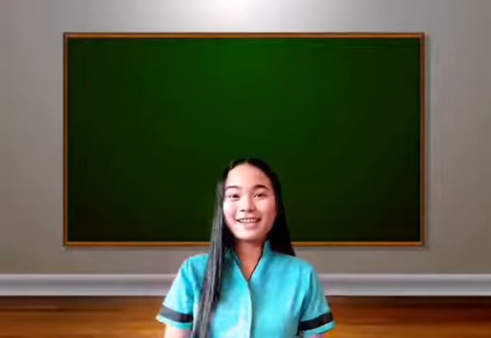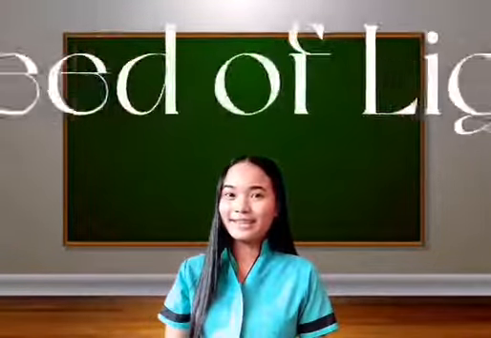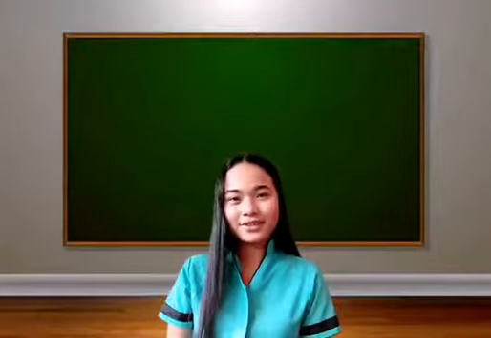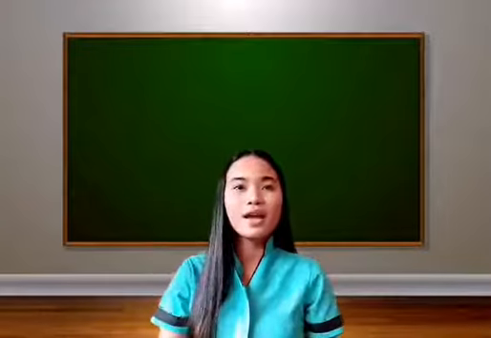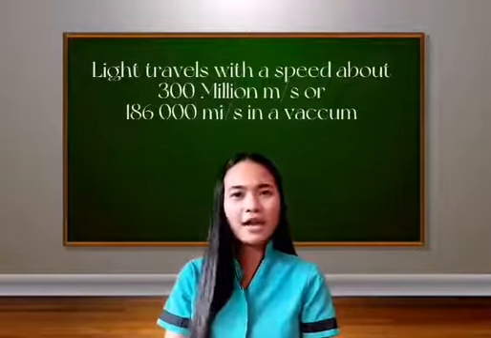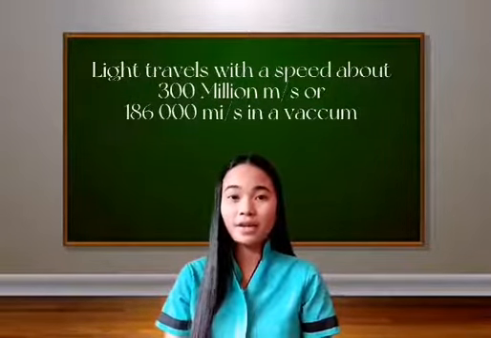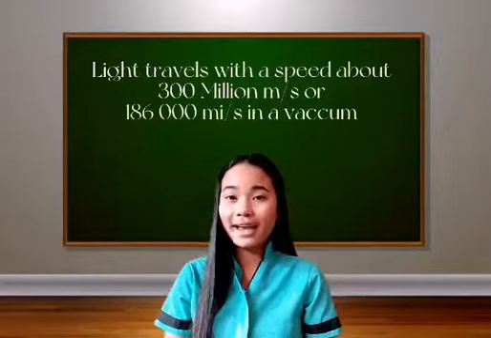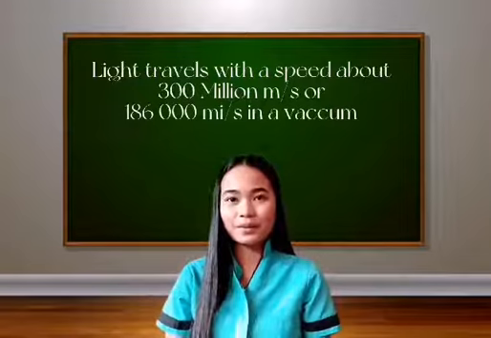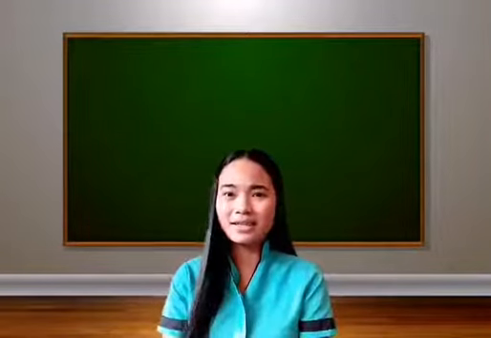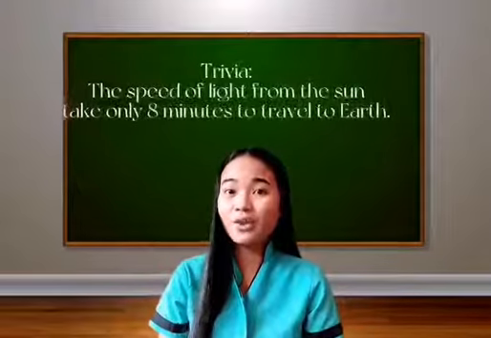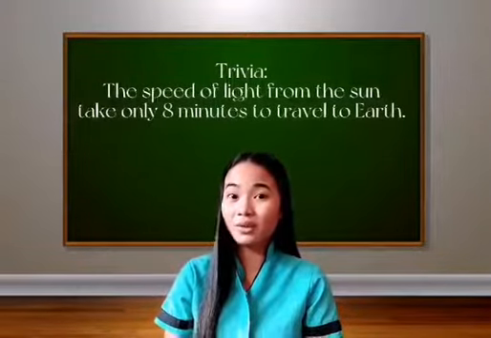Now, let's discuss the speed of light. Did you know, class, that nothing travels faster than the speed of light? It's because light travels at a speed of about 300 million meters per second, or 186,000 miles per second, in a vacuum. At this amazing speed, the light from the sun takes only 8 minutes to travel to Earth.